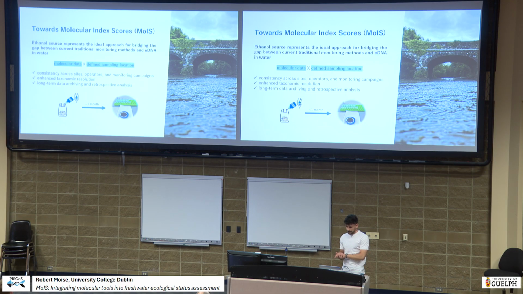We switch now to something interesting, I think. So the ethanol source, I think, represents the ideal approach, as you can get the best of both worlds. You can get molecular data, and it also has a defined sampling location compared to water eDNA analysis. And I think that could be really interesting for the future, as you can get consistency across sites, operators, and it's also really nice because you can get more enhanced taxonomic resolution, and it's useful for long-term data monitoring or retrospective analysis.